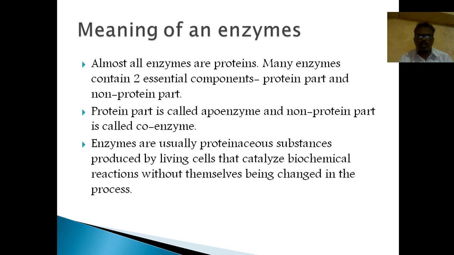The protein part is called apoenzymes, whereas the non-protein part is called coenzymes. The enzyme consists of two components: one is the protein part, another is the non-protein part. In the examination, they may ask what is meant by apoenzymes, or name the protein part of the enzymes. The protein part of the enzyme means apoenzymes. The non-protein part of the enzyme is coenzymes.